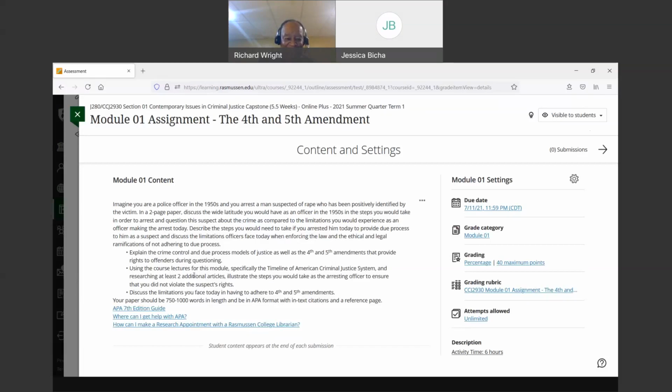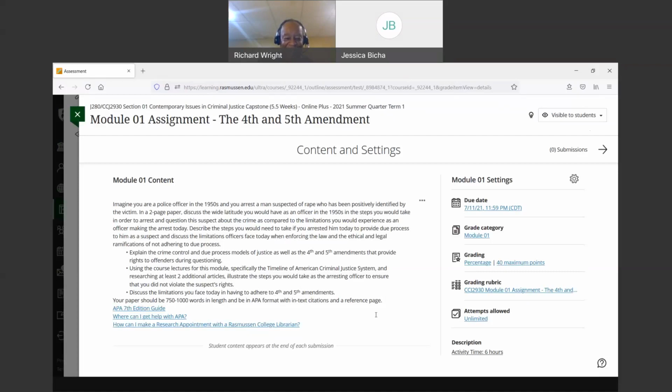Using the course lectures, specifically the timeline of the American criminal justice system, and researching at least 2 additional articles, illustrate the steps that it takes as the arresting officer to ensure that you do not violate the suspect's rights. We'll talk about that. Discuss the limitations faced with the 4th and 5th. We'll talk about that. It should be, it says, 750 to 1,000 words in length. That should equal out to 2 pages, with the cover page and then your citations and reference page.